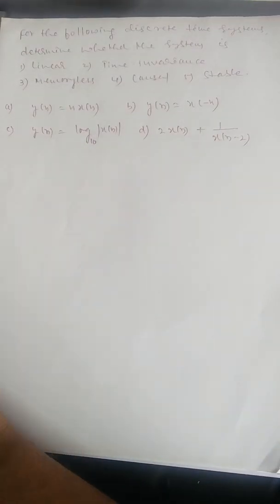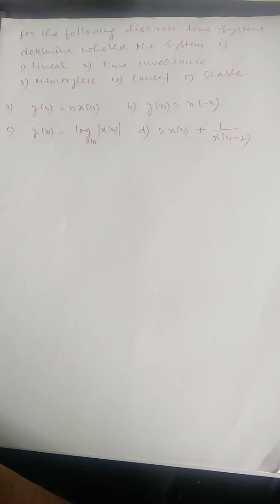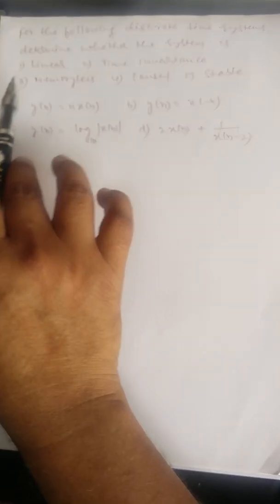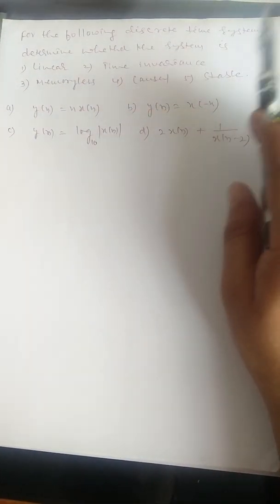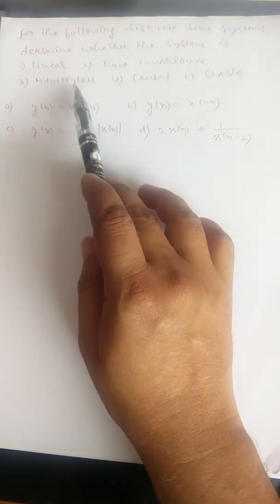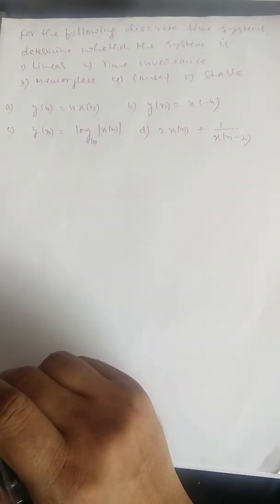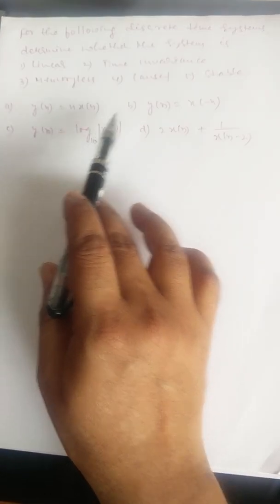Dear students, let us solve the problem on verifying the properties of systems for the discrete time systems. Now this question I had taken here: for the following discrete time systems, determine whether the system is linear, time invariant, memoryless, causal, stable. First question is y of n is equal to n into x of n.